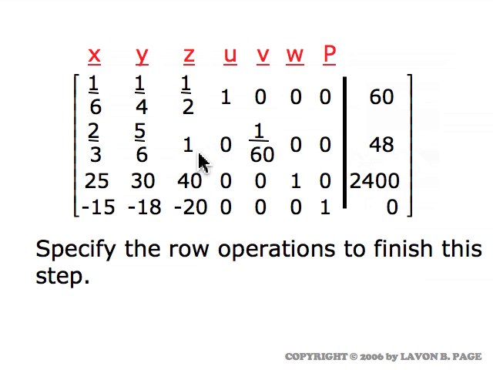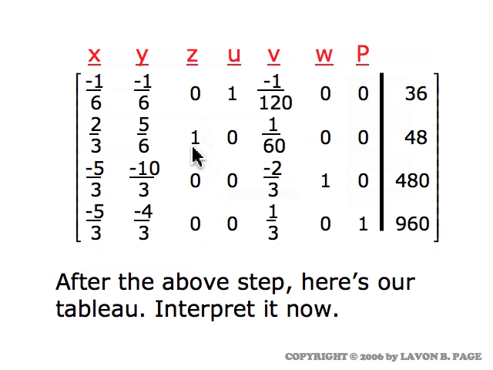And then we have 3 row operations to finish up work on that column. The row operations would be row 1 minus 1/2 row 2, row 3 minus 40 row 2, and row 4 plus 20 row 2. When those 3 row operations have been performed, this is where things stand. So after the first step, this is where we are in our solution process.